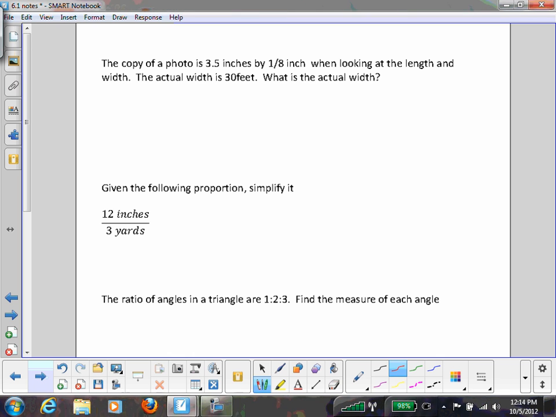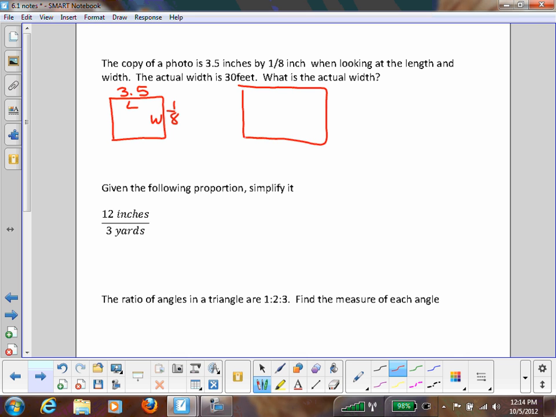All right, copy of a photo of the 3.5 by an eighth of an inch when looking at the length and the width. So this is my 3.5 to 1/8, where this is the length and this is the width. The actual width is 30 feet. What is, this should say, the actual length?